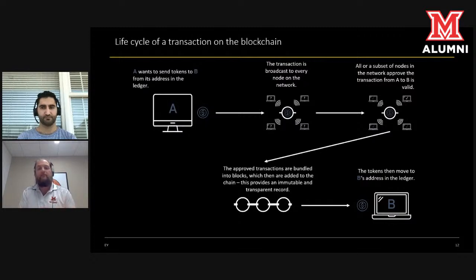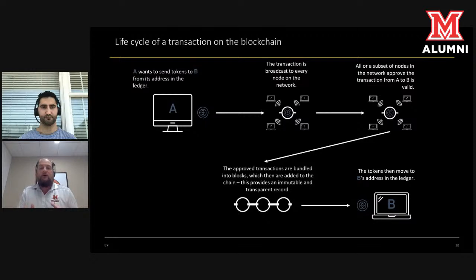So an example would be, the network will check that the sender address does indeed have access to the required amount of funds that they intend to send to the receiving party. So once all of these checks are done and the transaction is verified by the network, they get sent to basically a common pool of verified transactions, referred to as a memory pool.